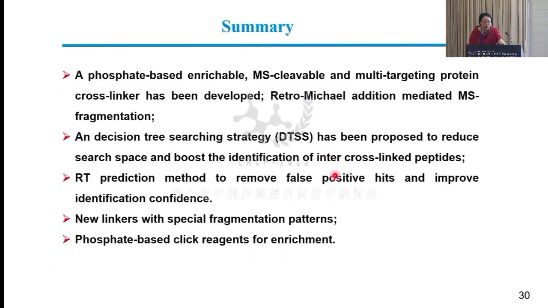In brief summary, our phosphate-based enrichable, mass cleavable, and multi-targeting protein cross-linker has been developed. Retro-Michael addition mediated mass fragmentation is our new net for the mass, and our decision tree search strategy and retention time prediction method have been proposed to reduce searching space, further remove the false positive hits and improve identification confidence. New linkers with special fragmentation patterns and phosphate-based click reagents for enrichment have also been developed.